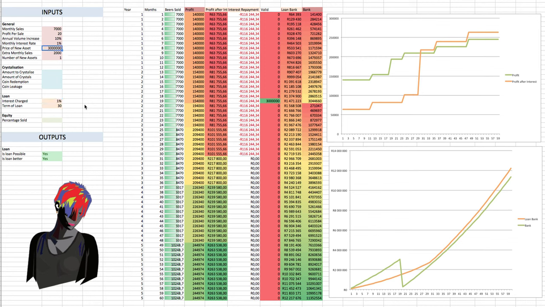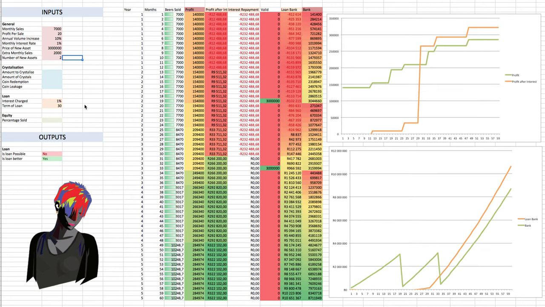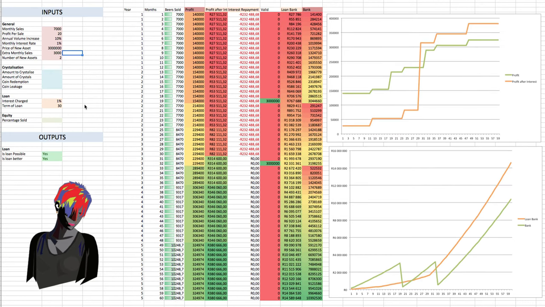What's also quite cool is we can show, instead of just one asset, what happens when there are two assets. Then you get that loan right in the beginning, and we can see that under these conditions the loan is not possible. But let's say we're being very optimistic and that we're going to sell our assets, but instead of getting 2,000 extra beers a month, we're going to get 3,000. How does that do? And bam, there we see the loan is now possible and the loan is now better.